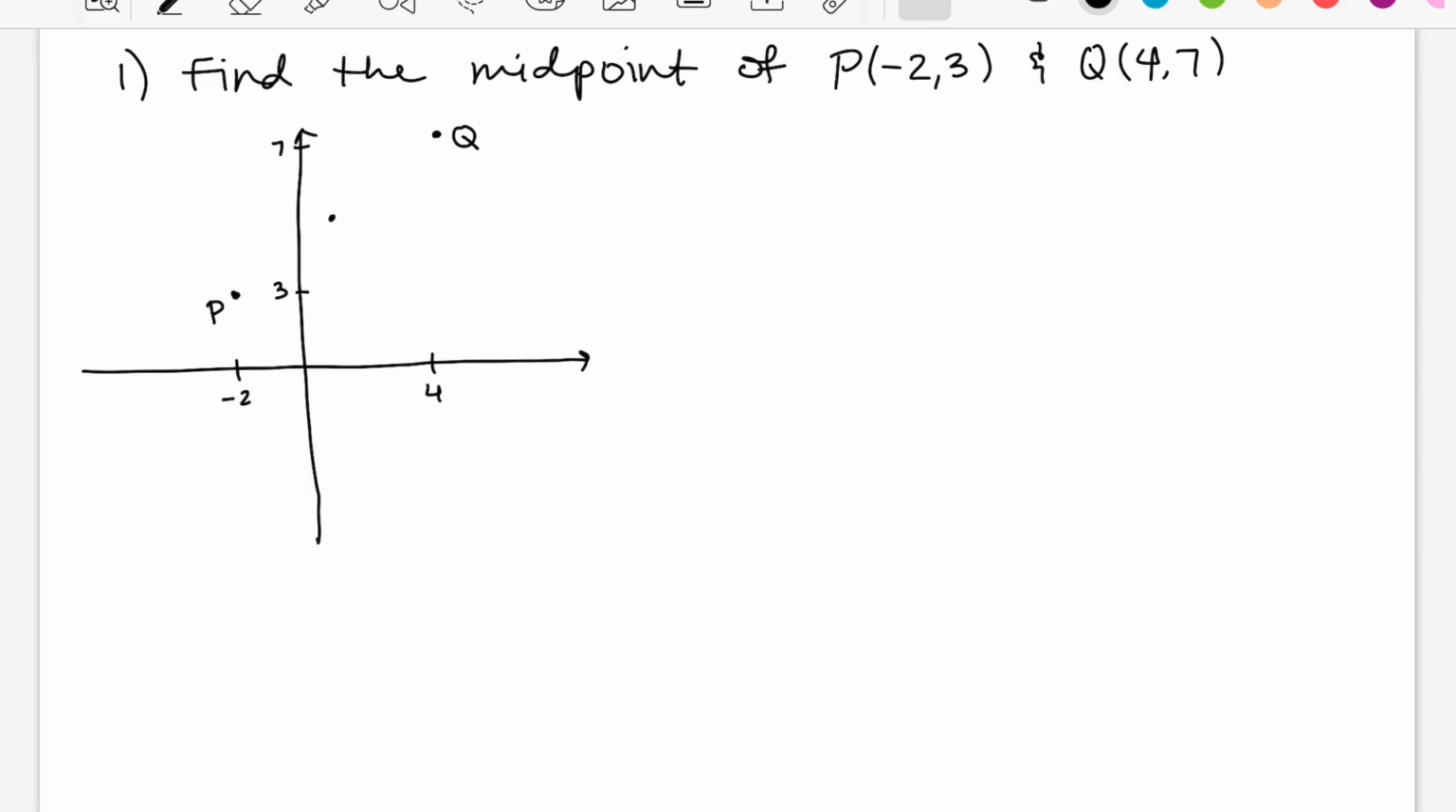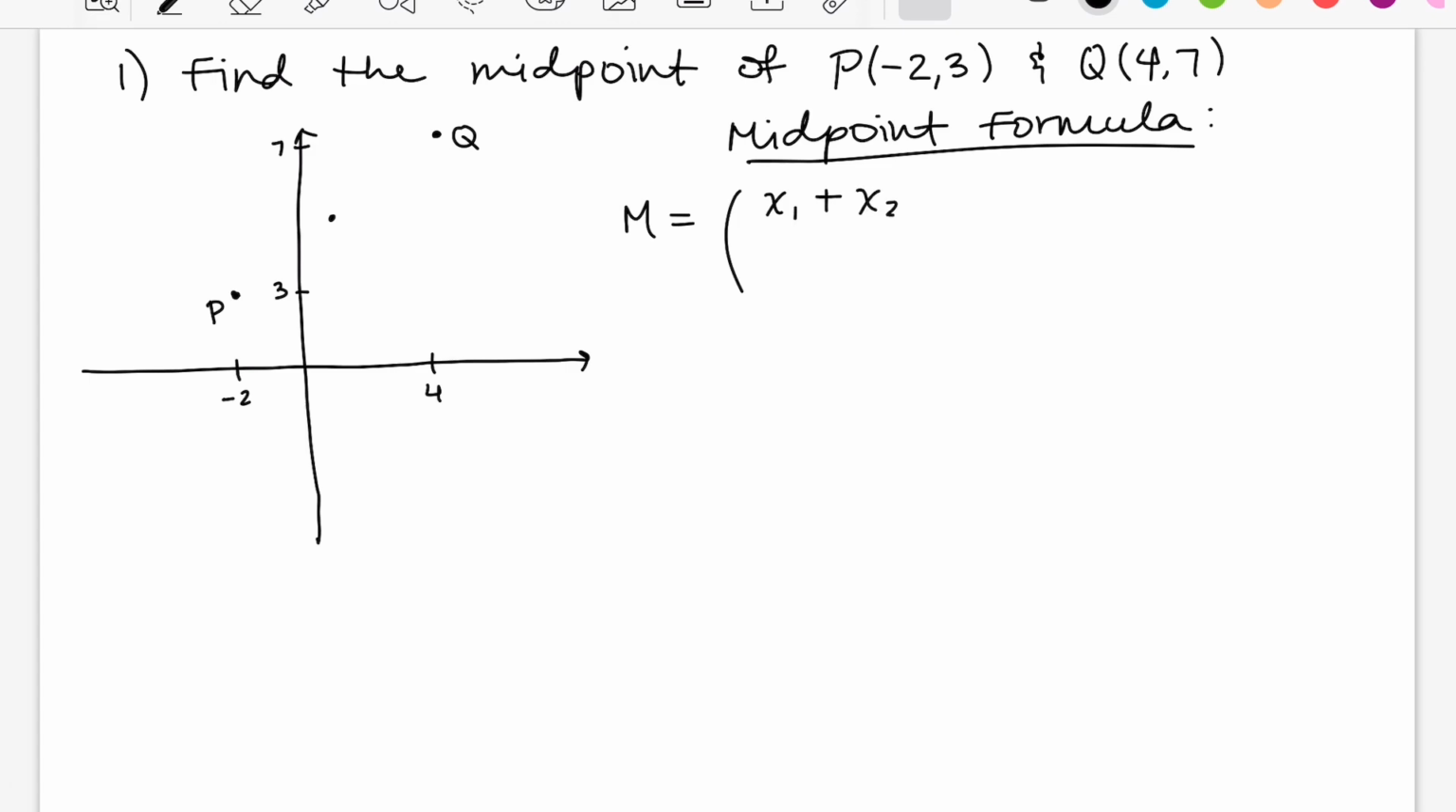And so what we can do is use our midpoint formula, which is the following. So we'll denote the midpoint with this capital M here. And our point is going to be x1 plus x2 over 2, comma y1 plus y2 over 2. So the x value for our midpoint is going to be the average of the x values for our 2 endpoints here. And then the y value for our midpoint is going to be the average of the y values for our 2 endpoints, P and Q.